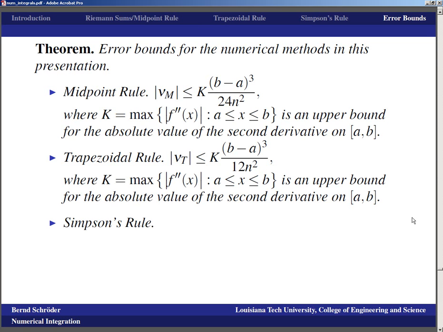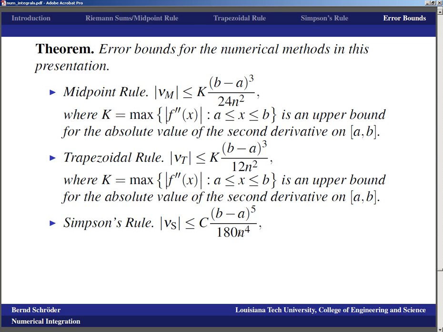Simpson's rule is the most exact of them all. The numerical error that is encountered when you do Simpson's rule is bounded by a C, which is defined similarly here, times (b minus a) to the fifth. So okay, the longer your interval is, the bigger your error is, and with long intervals you've got a fifth power here, divided by 180n to the fourth. Again, when you have more subintervals, you get a better approximation.